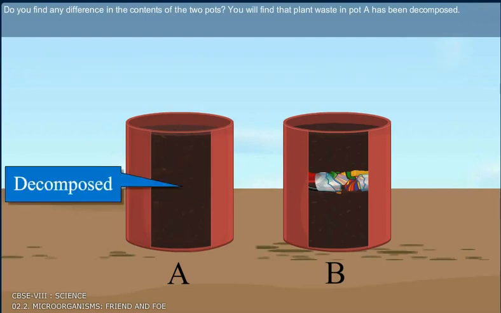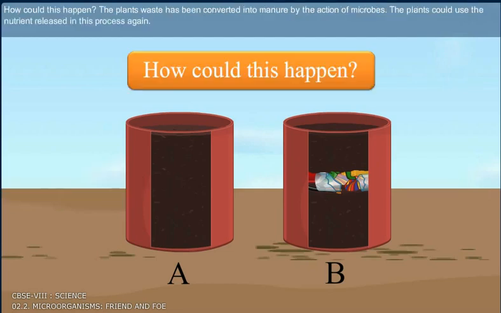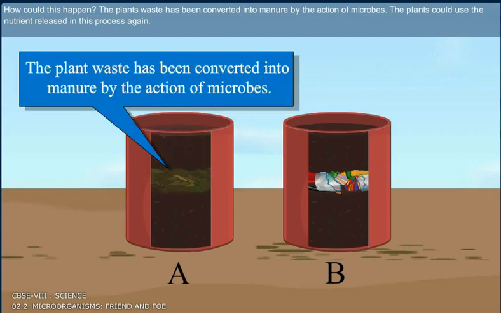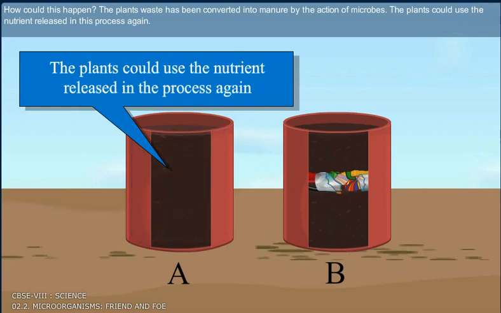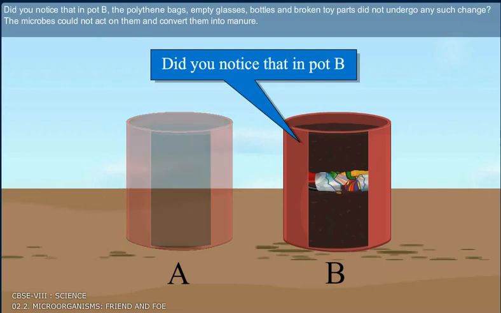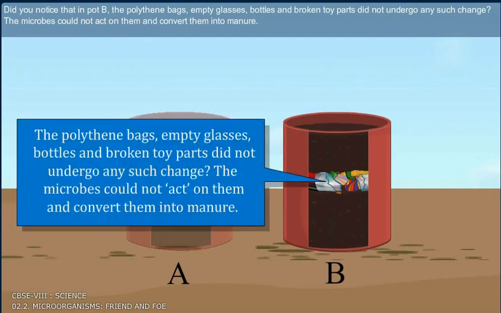You will find that plant waste in pot A has been decomposed. How could this happen? The plant waste has been converted into manure by the action of microbes. The plant could use the nutrient released in the process again. Did you notice that in pot B, the polythene bag, empty glass, bottles and broken toy parts did not undergo any such change? The microbes could not act on them and convert them into manure.